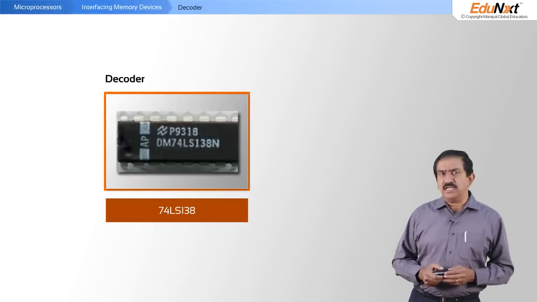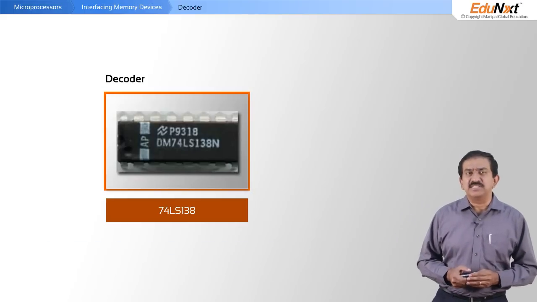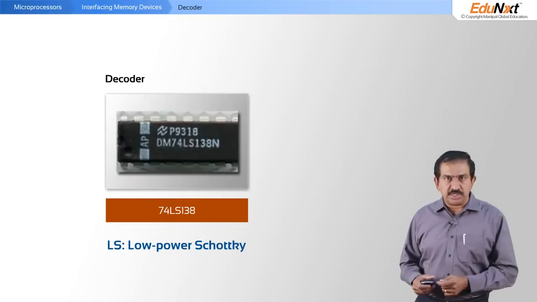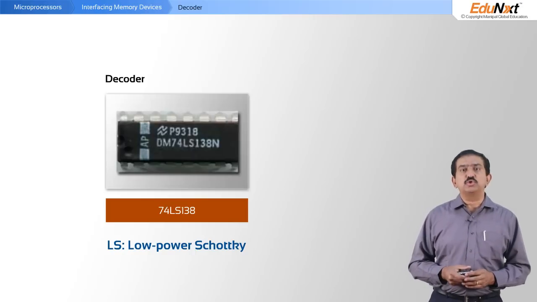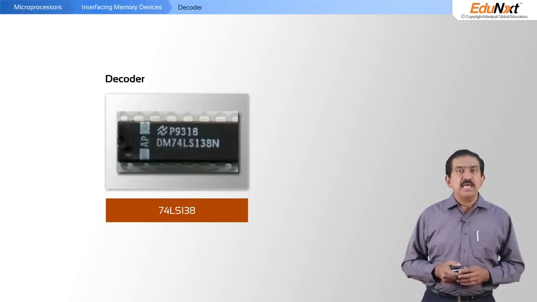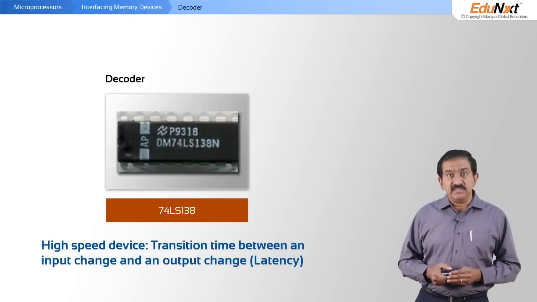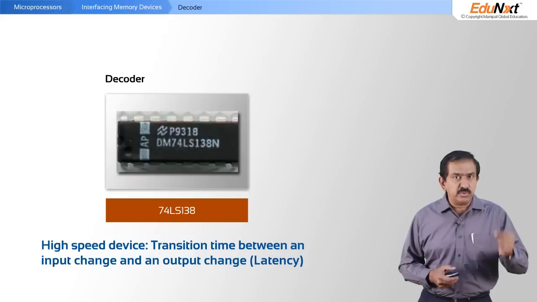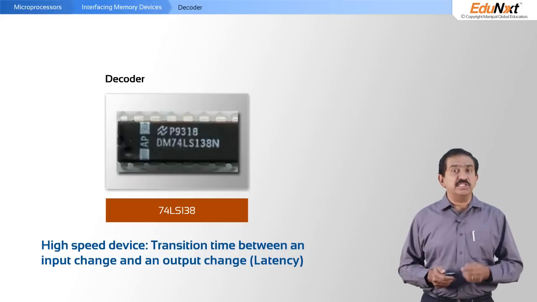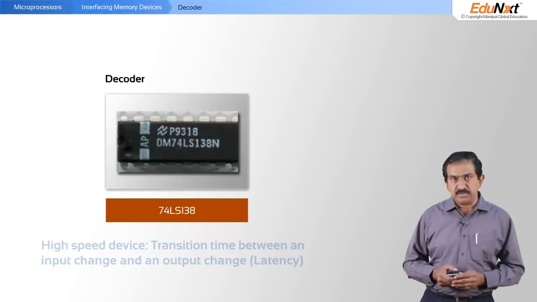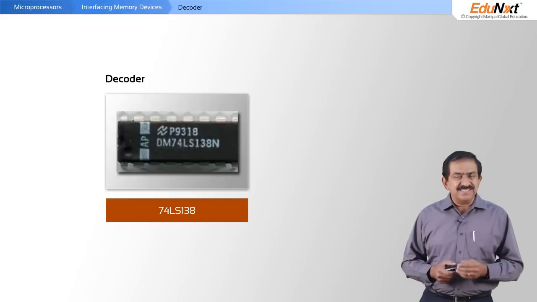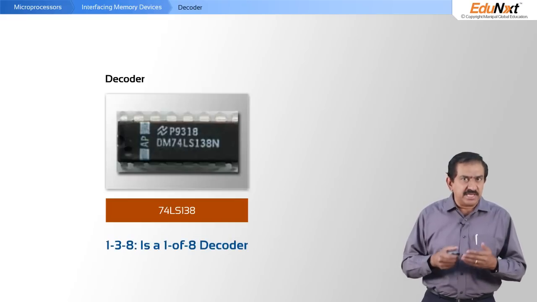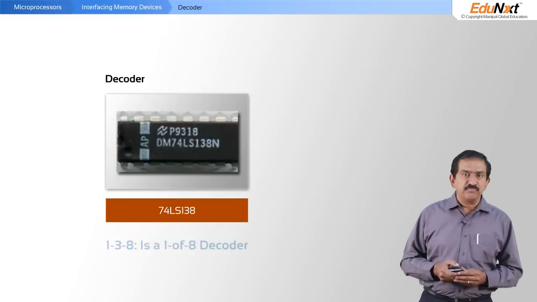In the case of the 74LS138, let's first understand what this number stands for. The LS stands for low power Schottky, and low power Schottky is the technology used to make such ICs, and it is a high speed device. And what does this high speed mean? It means the transition time between an input change and an output change. It's called the latency of this device. The 74LS series itself are typically low power Schottky series. The 138 is a 1 of 8 decoder.